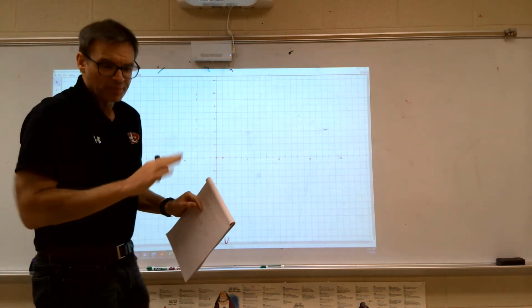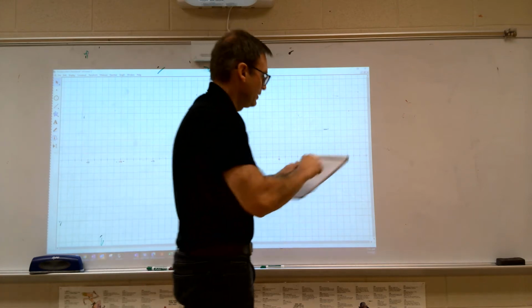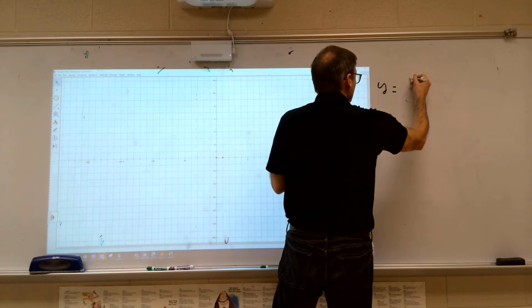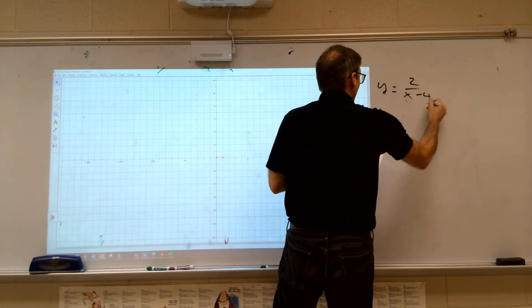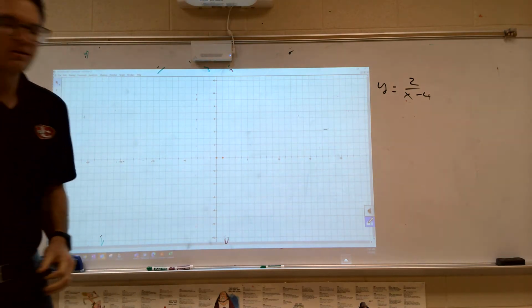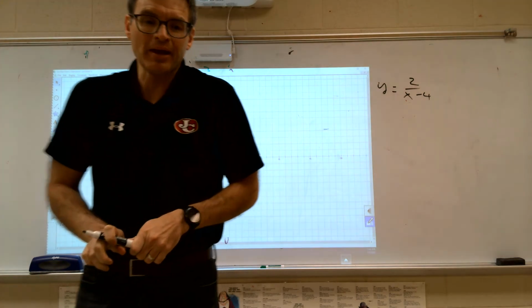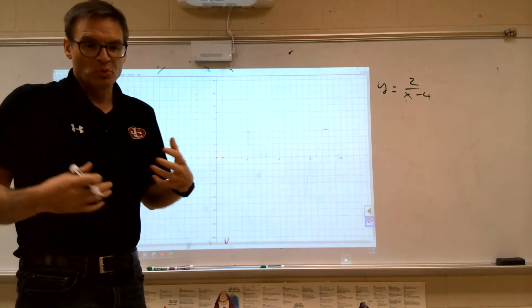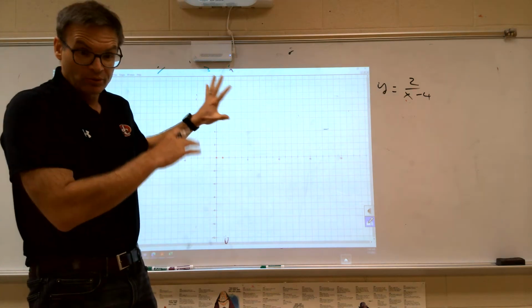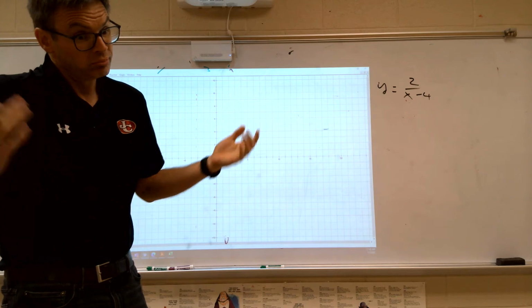We're going to start off with what I'm going to consider the easiest rational function I can have you graph, and that's going to be y equals 2 over x minus 4. Right? Doesn't get easier than this. You've got a nice number on top, nothing tricky going on the bottom, and so we're going to talk about how to handle this, and how do you actually graph this? So how do you graph it?